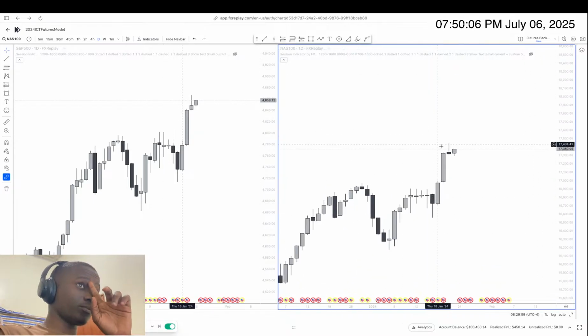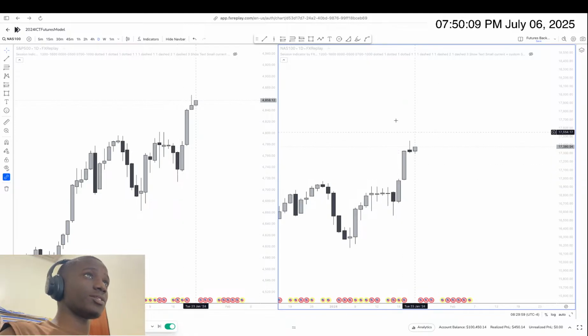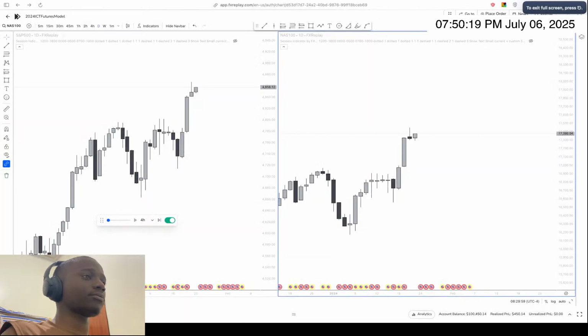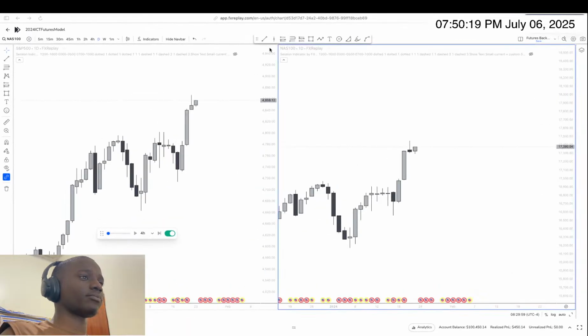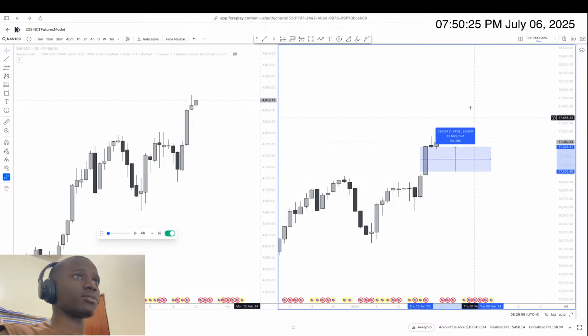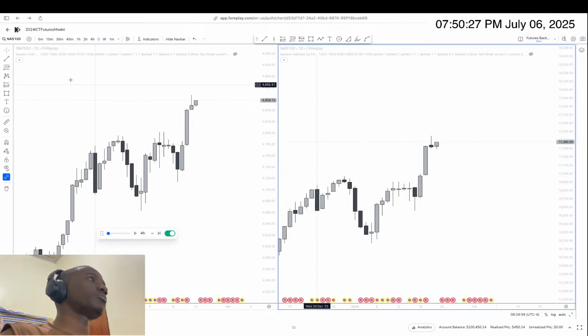So you can see we have some PD arrays inside here. We've got these fair value gaps. Yeah, we've got these fair value gaps here, like this gap, which means we might rebalance into it before going lower.